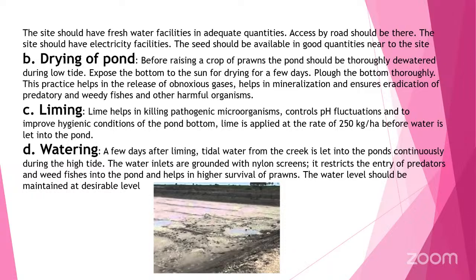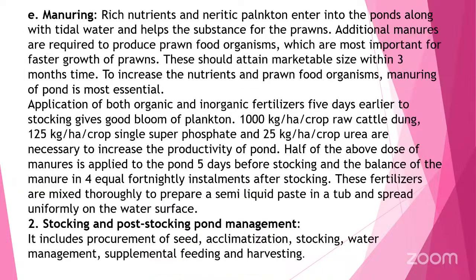After liming comes watering. A few days after liming, tidal water from the creek is let into the ponds continuously during the high tide. The water inlets are guarded with nylon screens. It restricts the entry of predators and weed fishes into the pond and helps in higher survival of prawns. The water level should be maintained at a desirable level. Next, manuring.